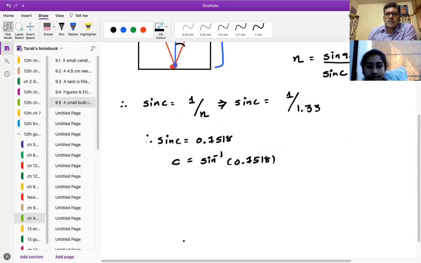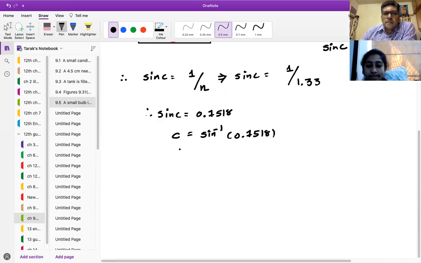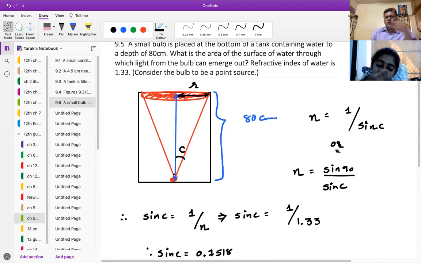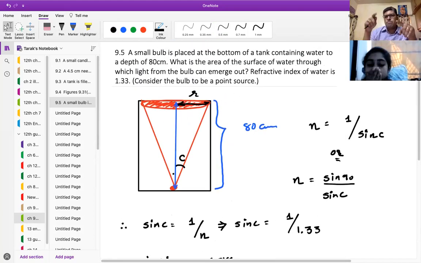So we'll have C as 48 degrees and 45 minutes. So C is found. We have to find out the area. If we view from the top, it will look like a circular disc.